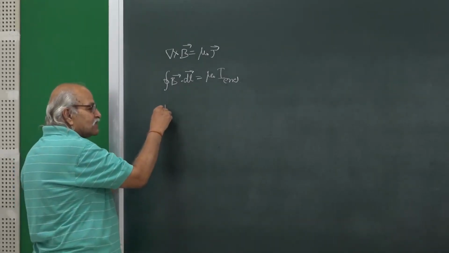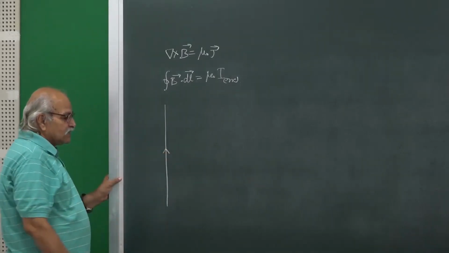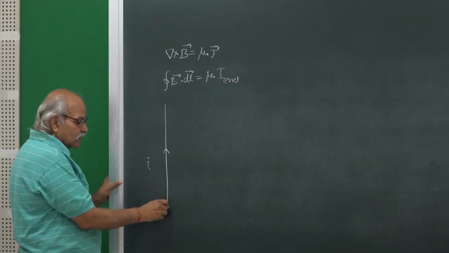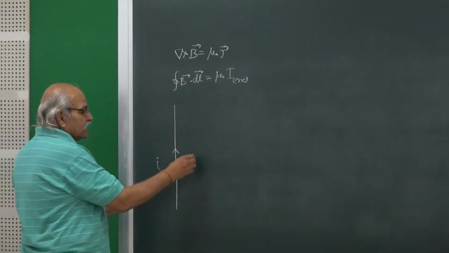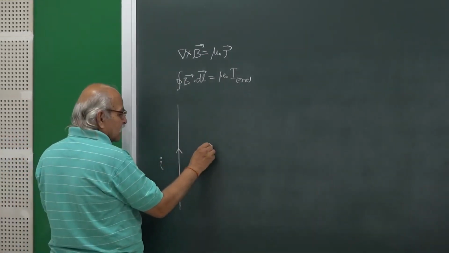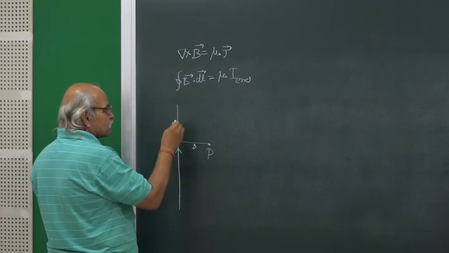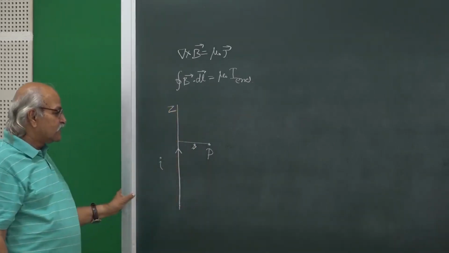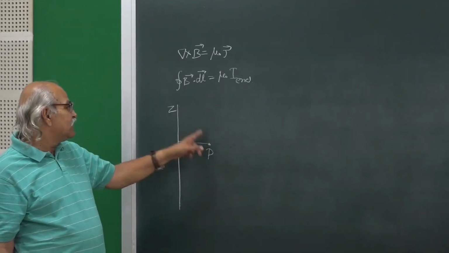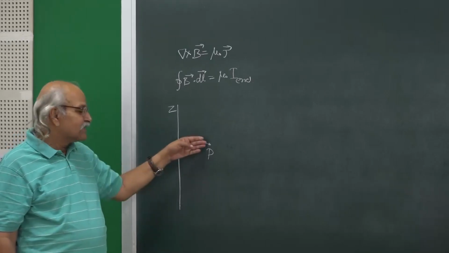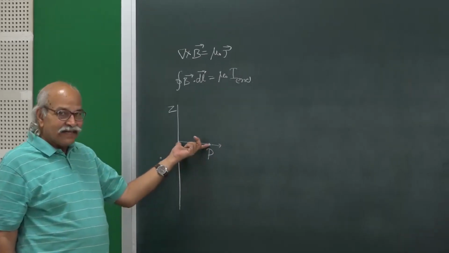The first example is simple, the one we do in class 12: you have a long wire carrying a current I, and you need the magnetic field because of this at a point P at some distance, let us say s. This is our Z axis. We drop a perpendicular from the field point P onto the Z axis, and that is the s direction, and this distance is s.